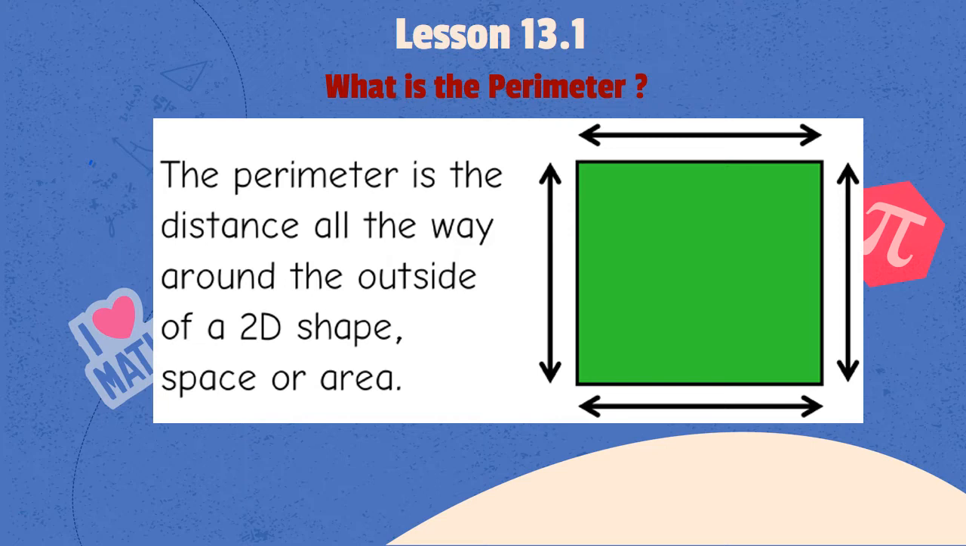It means if I have a square or a rectangle, like this green part here, and I want to know the parameter, it means I'm going to calculate the distance around it. From outside. I want to know the distance around it. From the outside, not the inside but the outside. I want to know the distance from the outside, not from the inside.